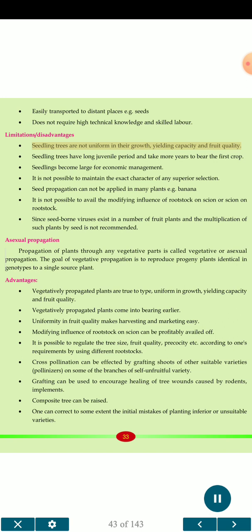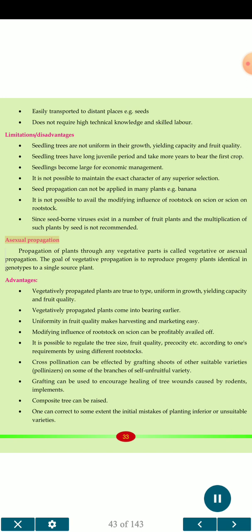Limitations, disadvantages. Seedling trees are not uniform in their growth, yielding capacity and fruit quality. Seedling trees have a long juvenile period and take more years to bear the first crop. Seedlings become large for economic management. It is not possible to maintain the exact character of any superior selection. Seed propagation cannot be applied in many plants, e.g. banana. It is not possible to avail the modifying influence of rootstock on scion or scion on rootstock. Since seed-borne viruses exist in a number of fruit plants, the multiplication of such plants by seed is not recommended.